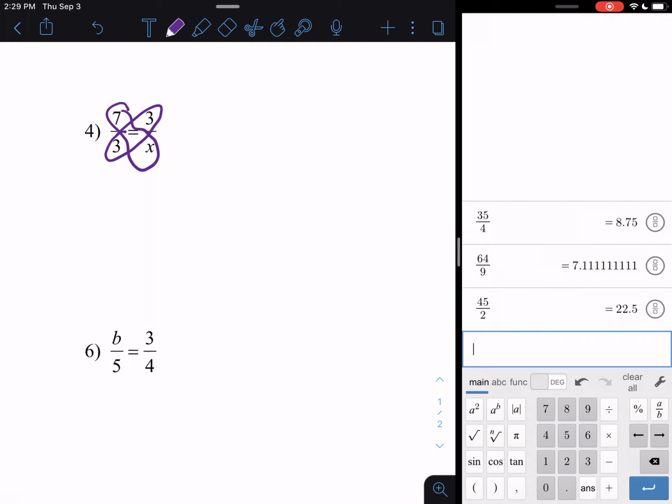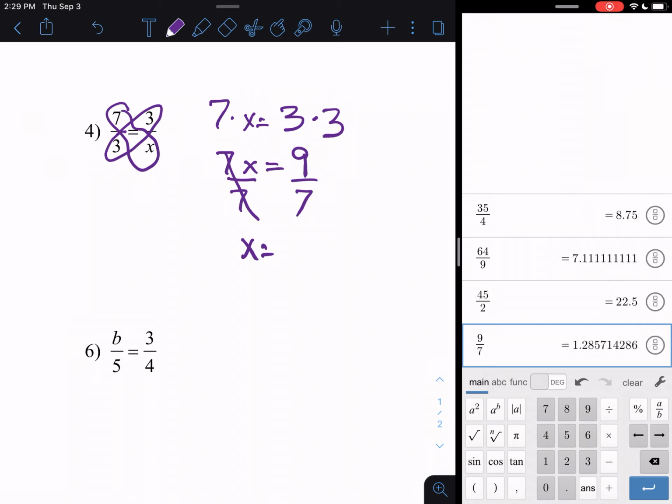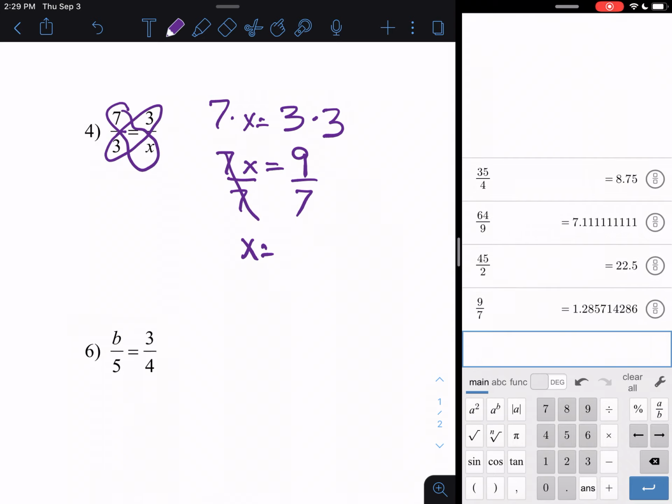So I'm going to multiply what I circled. So 7 times x equals 3 times 3. Or 7 times x is 7x equals, and 3 times 3 is 9. Then I need to figure out, well, what is x? Not 7x's, so I have to divide both sides by 7. So x equals 9 divided by 7. Rounded to my nearest hundredth, I would have 1.29.